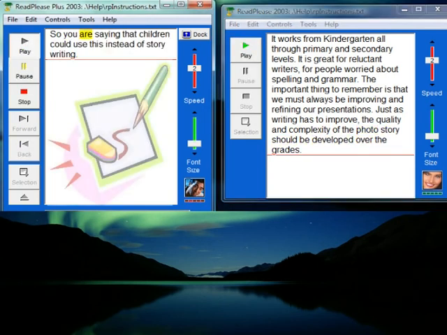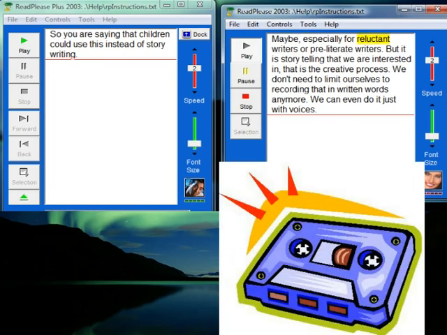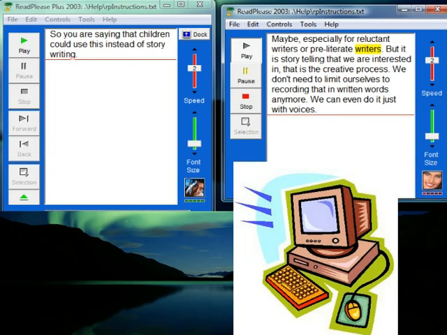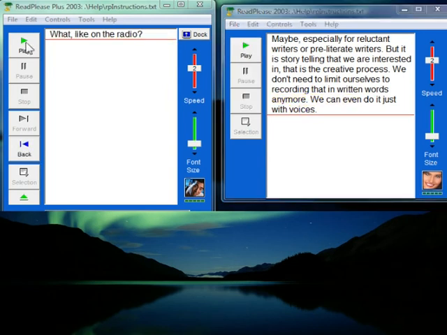So you are saying that children could use this instead of story writing? Maybe, especially for reluctant writers or pre-literate writers. But it is storytelling that we are interested in, that is the creative process. We don't need to limit ourselves to recording that in written words anymore. We can even do it just with voices. What, like on the radio?